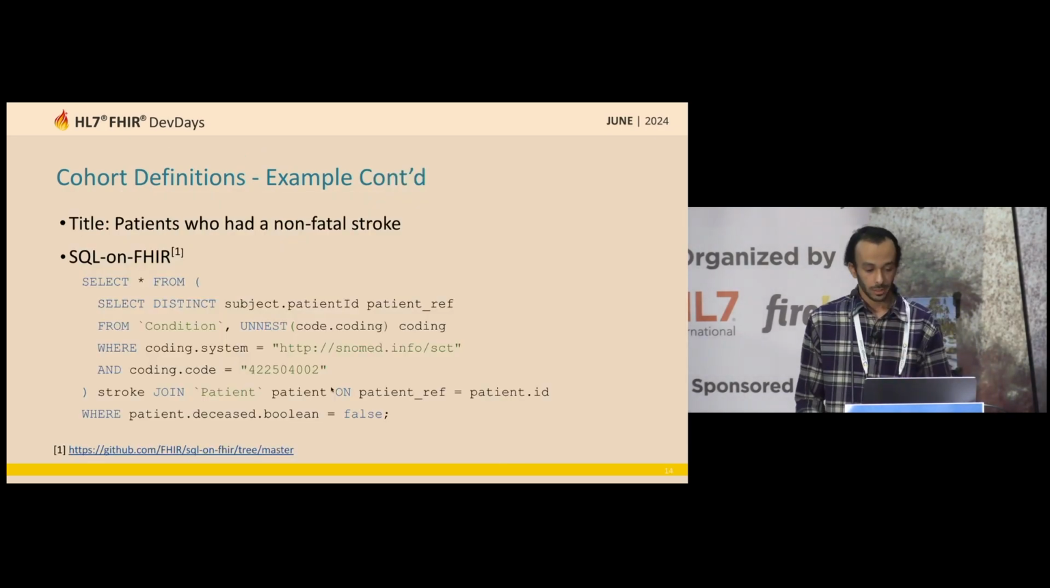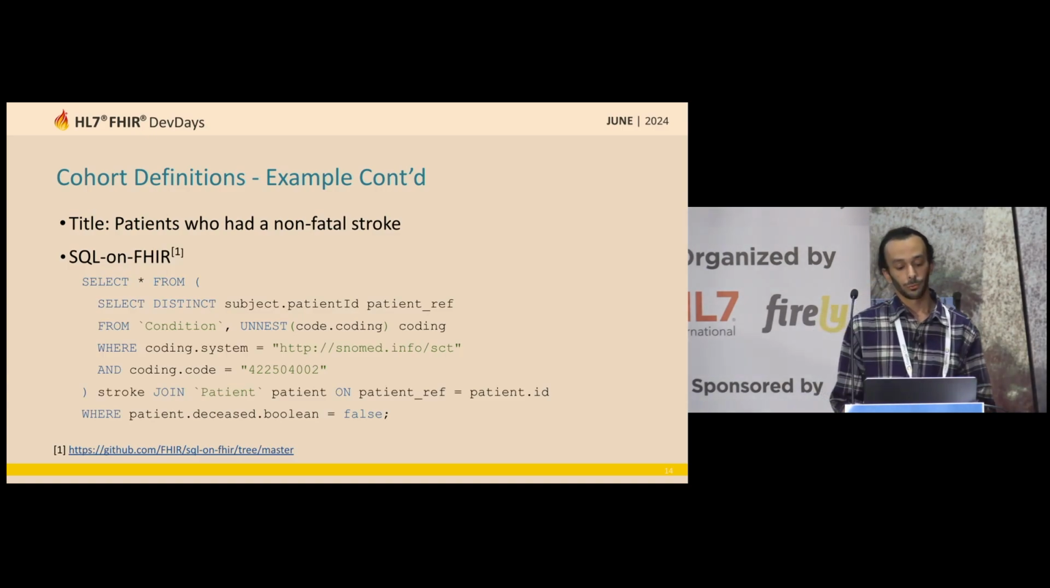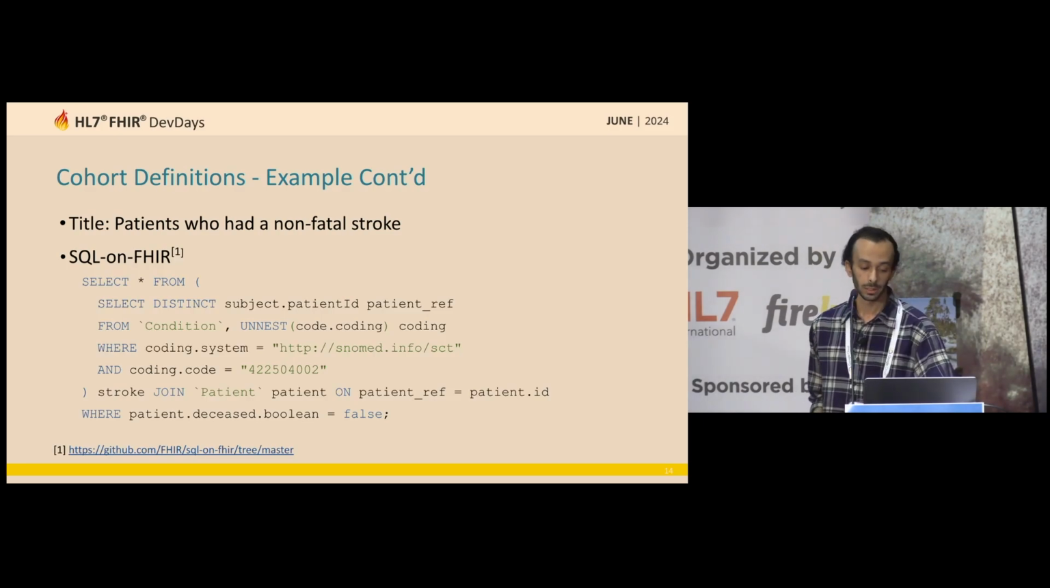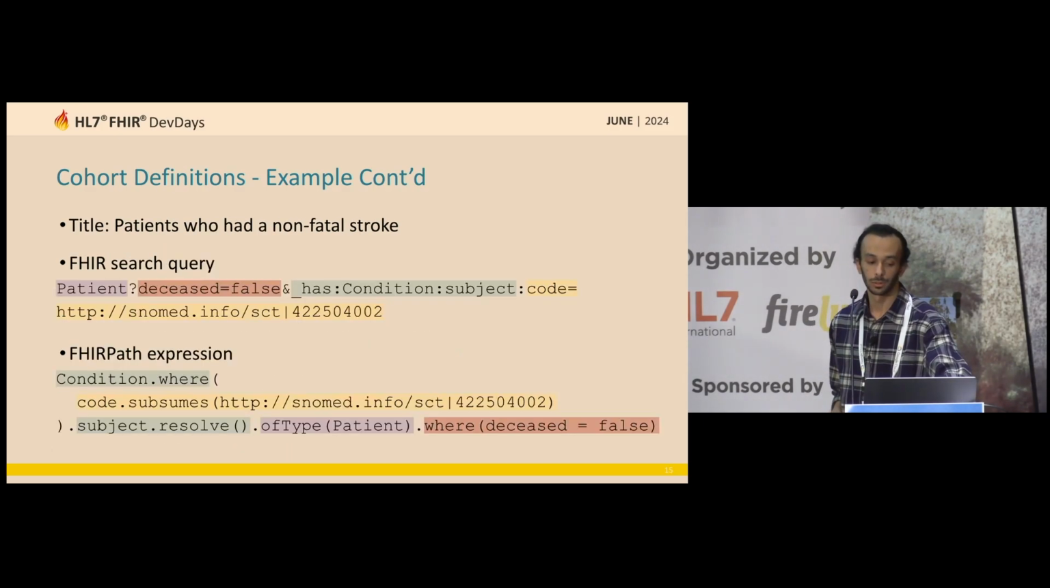This is just a demonstration of how you can represent this using SQL on FHIR. You select from the condition table, and you filter, then join with the patient table, and so on. We're not very interested in this because we're assuming the data exists in a FHIR store as opposed to a SQL database, but just to show how this compares to the other options.